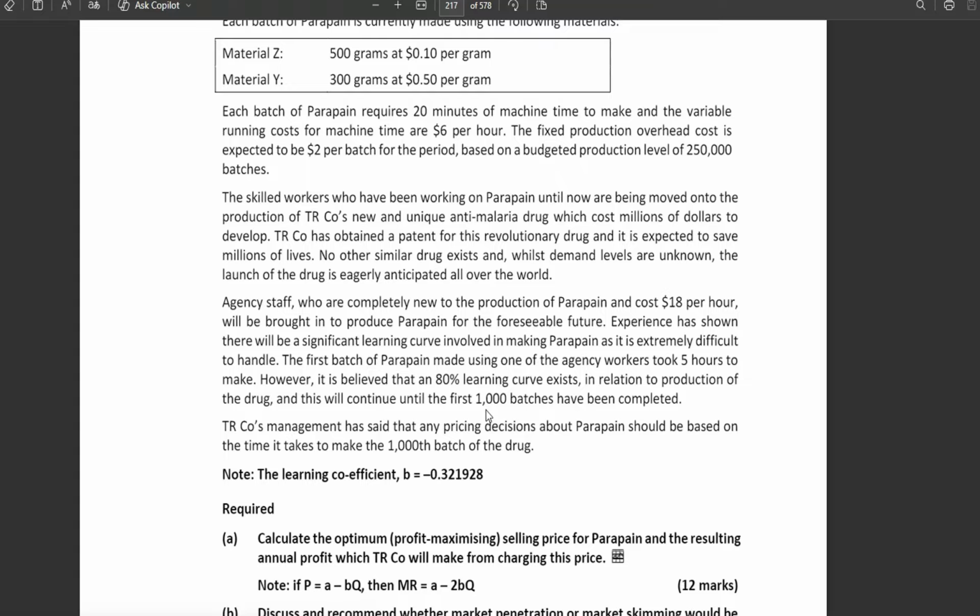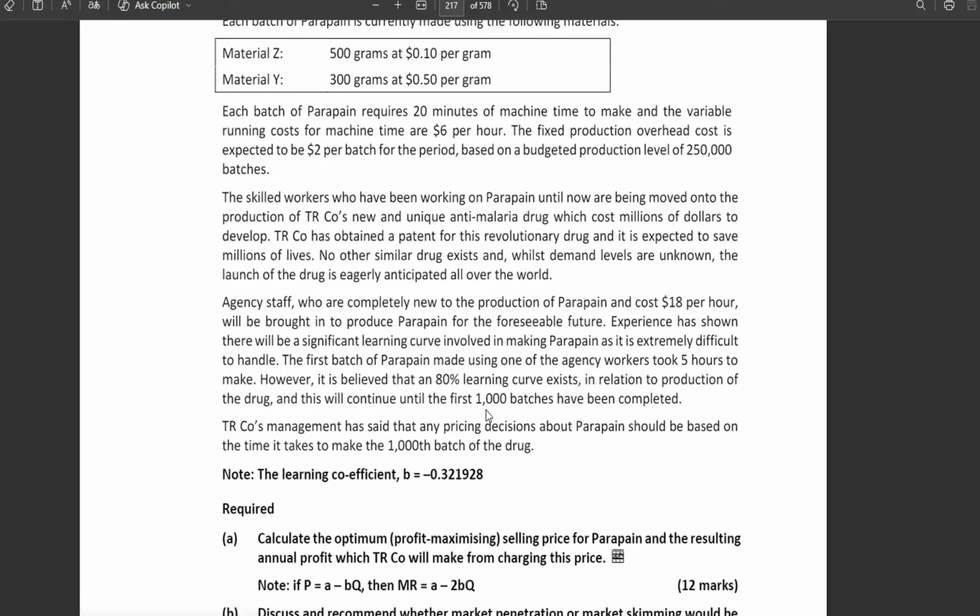So now the question has created lots of twist here. As they have asked the question from the demand function, demand equation, but somehow they have also introduced the topic of learning curve. Okay, and there is lots of information given for the learning curve calculation, and in the last they are also saying that the learning curve will be applicable until the 1,000 batches. That means after 1,000 batches, the time which the worker will take will be the same as they have taken for the 1,000th batch.